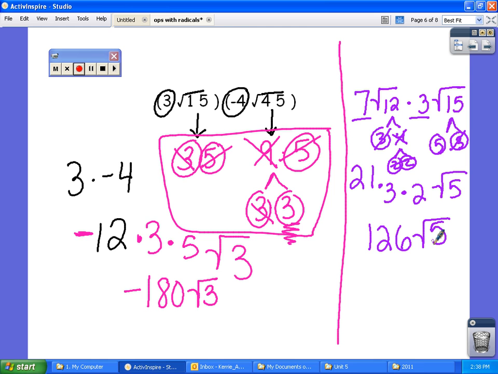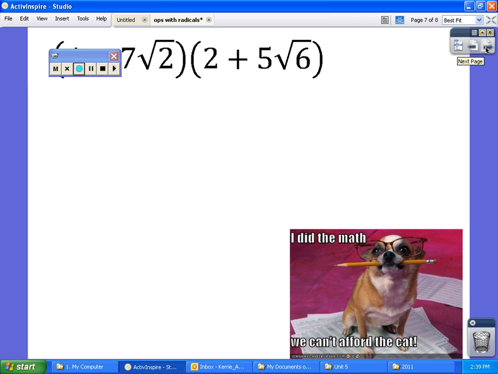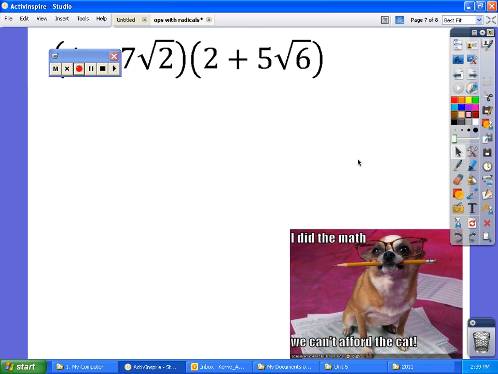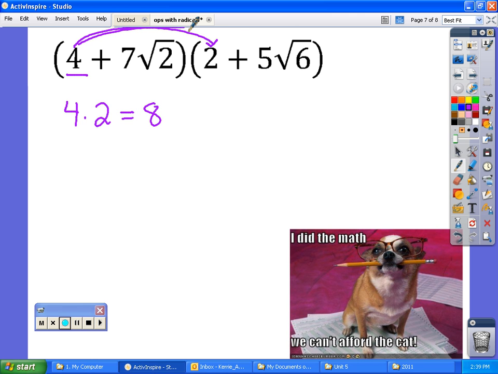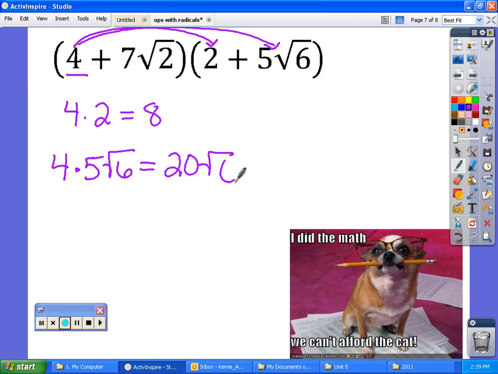All right, let's look at one more example of multiplication. And this goes back to when you learned FOIL. Good old friend FOIL. Let me move this out of our way. So we have to distribute the 4 to each piece in the other parenthesis. So 4 times 2 is 8. 4 times 5, the square root of 2... the square root of 6. Sorry about that. Is 20, the square root of 6.